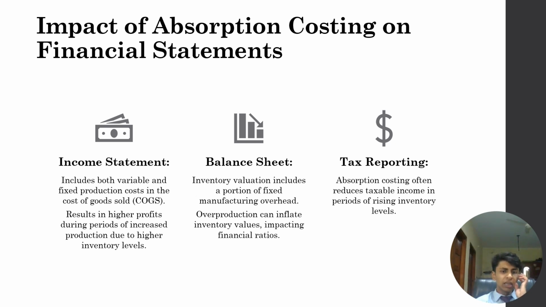Then comes the balance sheet. Inventory valuation includes a portion of fixed manufacturing overheads. Overproduction can inflate the inventory, and increasing the production may improve the profits of the company. Then comes tax reporting. Absorption costing often reduces the taxable income in periods of rising inventory levels.